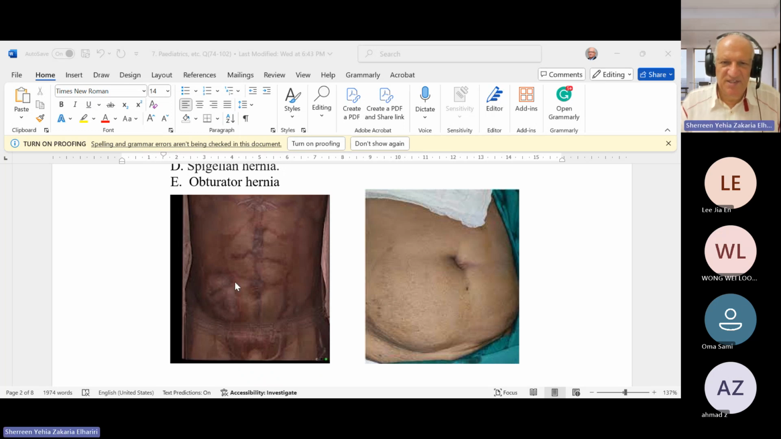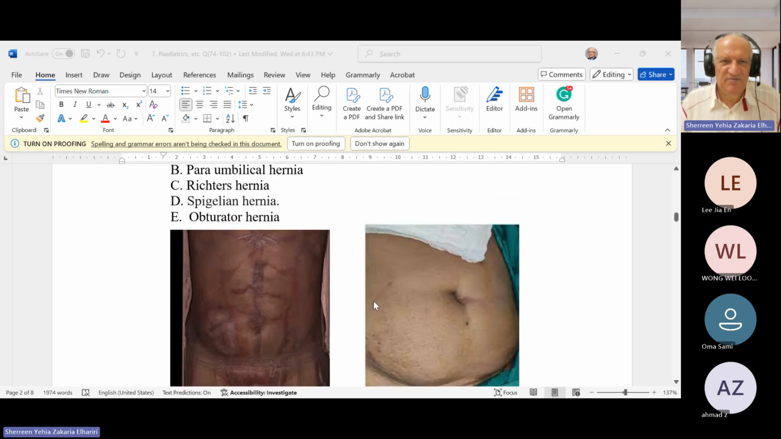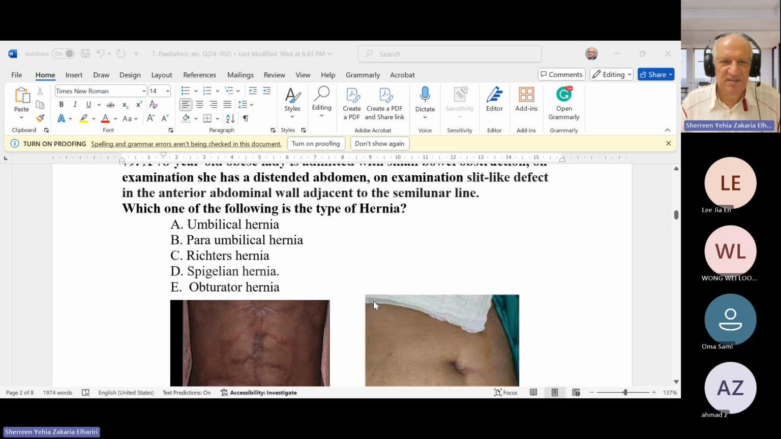So does anyone know the name of this hernia? This is the same, but maybe more clear, although it is difficult in a muscular patient, but it's okay. So it is usually like this. What is the name of this hernia? We have many names here, so what do we call it? Spigelian hernia. Yeah, so this is what we call it, Spigelian hernia.